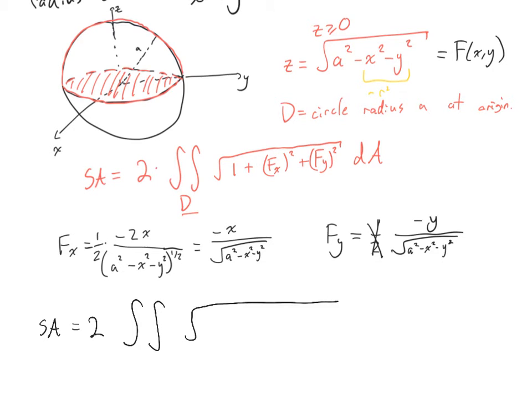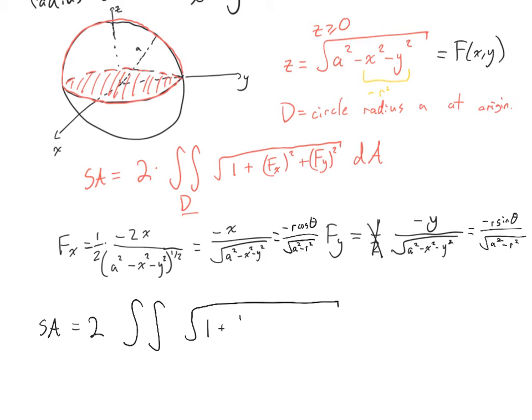So my integrand is 1 plus fx squared. Fx was minus x. X in polar is r, so minus r cosine theta, and down below I've got the square root of a squared minus r squared. Similarly, for fy, I've got minus r sine theta up top, and the square root of a squared minus r squared on the bottom. So when I square things, my life gets even better.